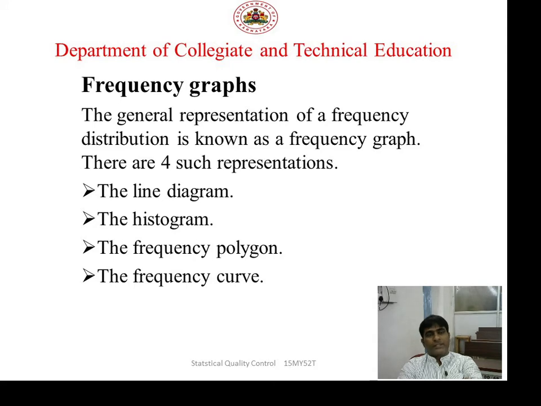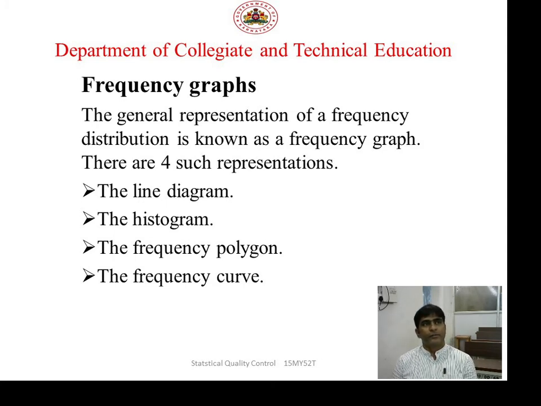Next we'll see frequency curves. What are these frequency curves? It is the same as a frequency polygon, but the points are joined through a smooth curve. The points are joined through a smooth curve to get the curve. So that is the frequency curve. Hope you have got these points.